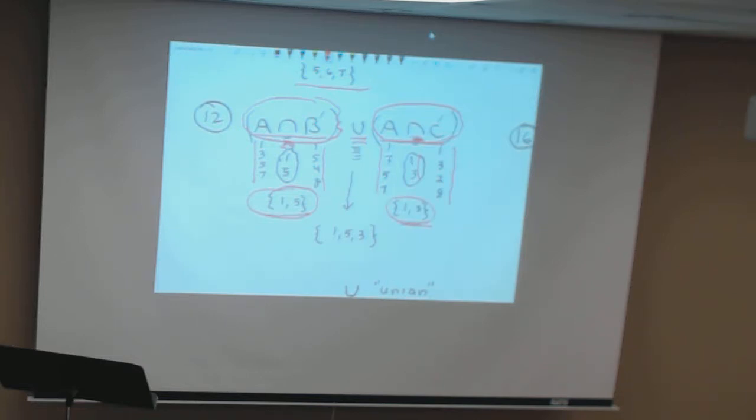Now I'll just change colors here. Now I'm looking for the union of this and this. What does union mean? Put together. Put them together. So I have to have 1 and 5 and 3, and there's my final answer.